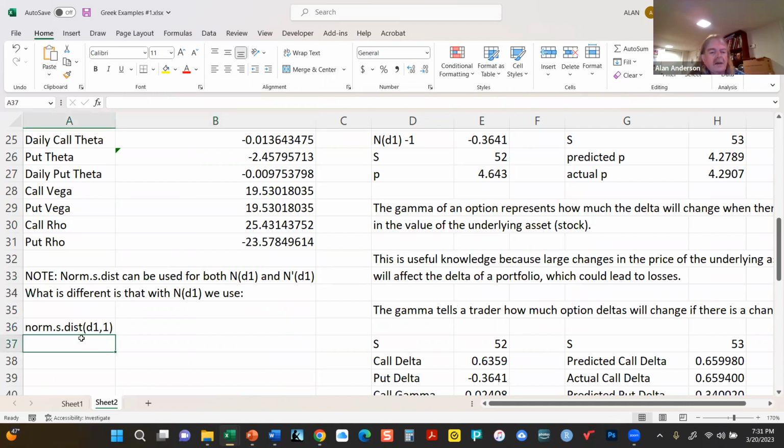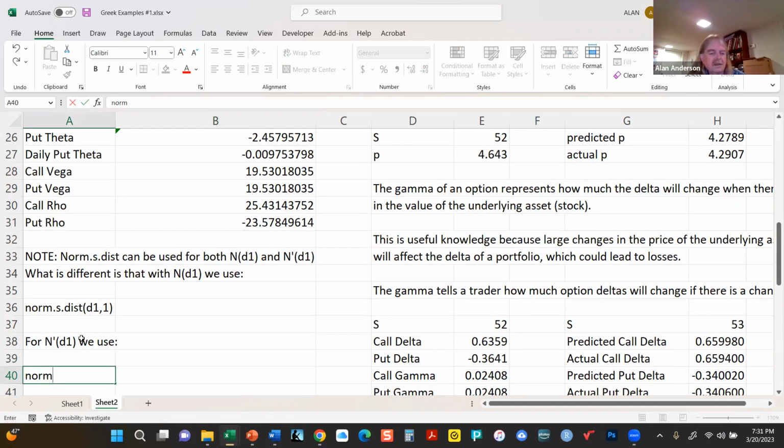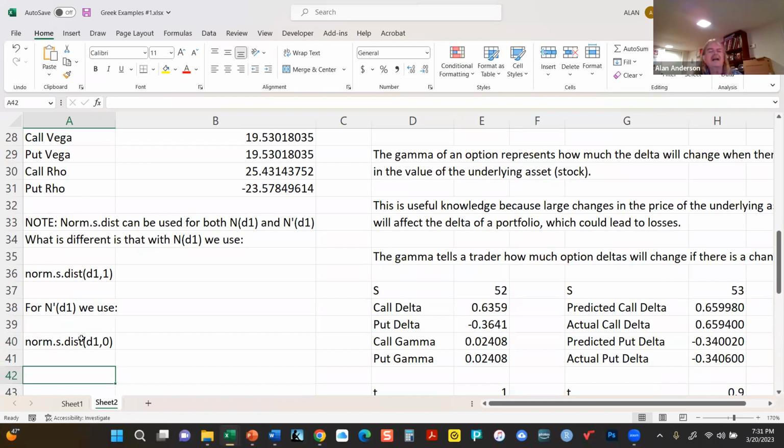For N prime of d1, we use norm.s.dist, but then it's d1 comma 0. Okay, so that's how you know the difference in Excel. That second value, the 1, means it's N of d1, which means the call delta. If we want N prime of d1 for the gamma, we need to change that 1 to a 0. That's how Excel does it.